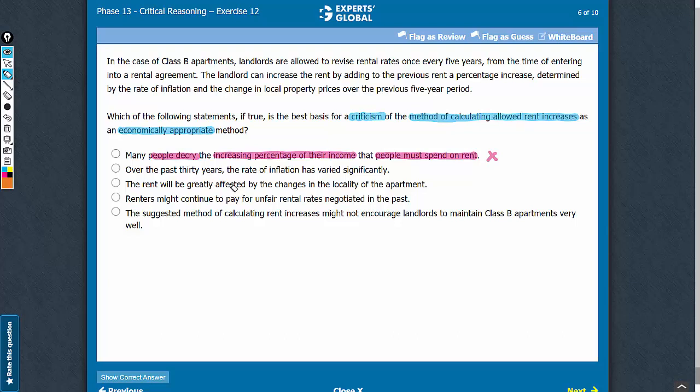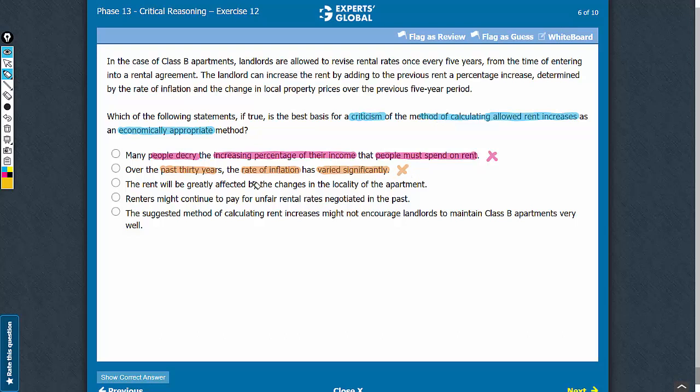Answer choice B. This answer choice says that over the past 30 years, the rate of inflation has varied significantly. The argument mentions that the increase in rent is determined by the rate of inflation among other factors. So basically this answer choice says that because of the changes in the rate of inflation, the rate of increase in the rent has also varied significantly. However, this answer choice makes no suggestion about the economic appropriateness of this method of calculating allowed rent increases. So this answer choice is just additional detail and does not weaken the conclusion. So let's eliminate this answer choice.